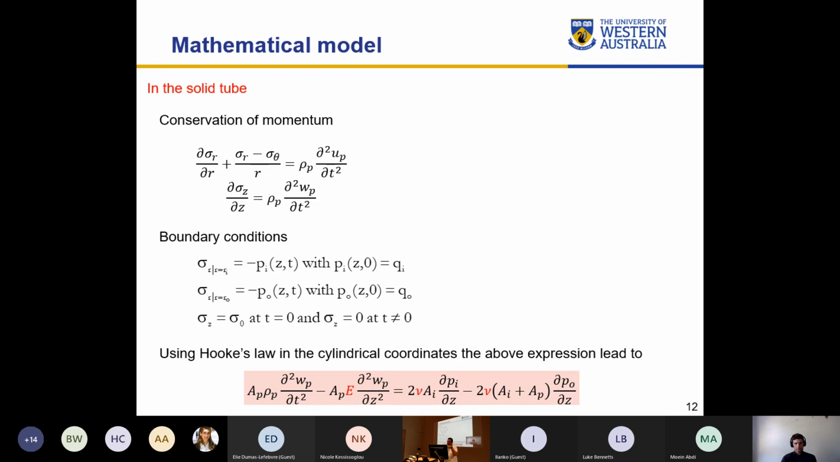So at t equals 0, it is under that axial load, and then as soon as the mandrel pops out, that stress will go to 0, right? And that's how we basically try to solve the problem. So these are some important conditions that I wanted to detail there. Applying Hooke's law on this, you get a simple wave equation again, but there you have terms here that ensure the coupling between the different media.